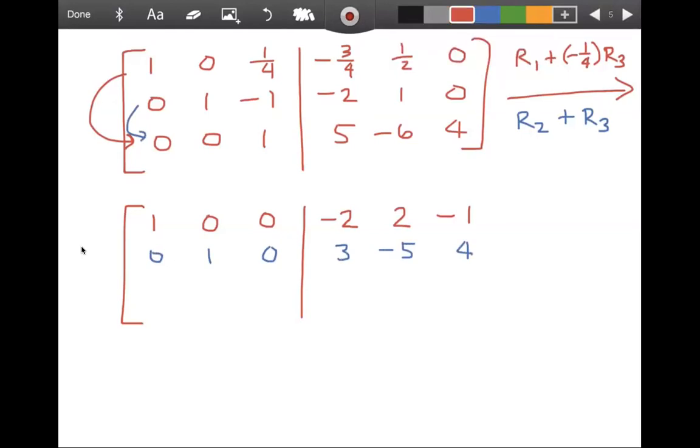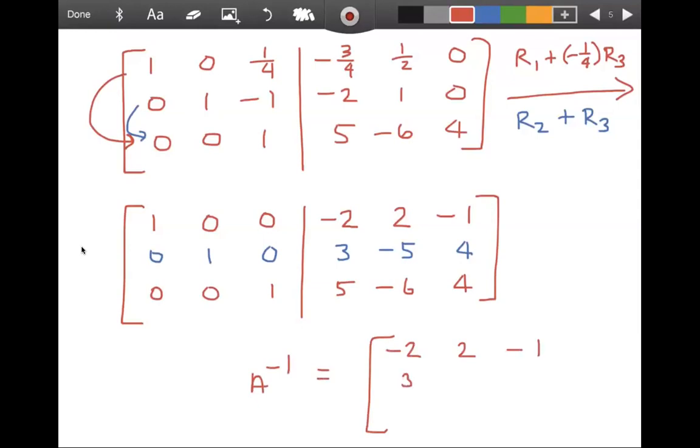And I think we're all done, folks. 0, 0, 1, 5, negative 6, 4. Since we have an identity matrix on the left-hand side, that means the right-hand side is our inverse matrix. So the inverse of the 3 by 3 matrix that was given is negative 2, 2, negative 1, 3, negative 5, 4, and 5, negative 6, 4. Woohoo! All right.